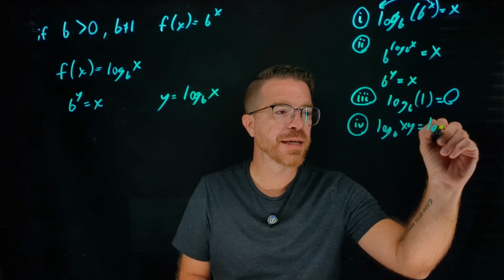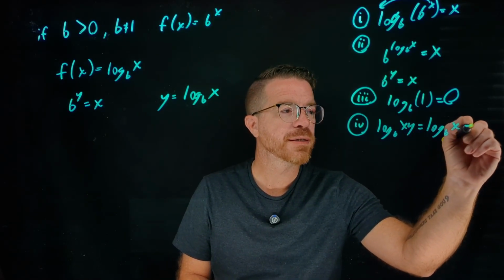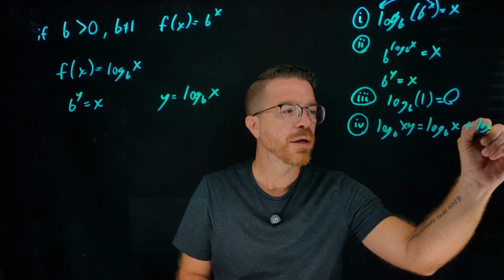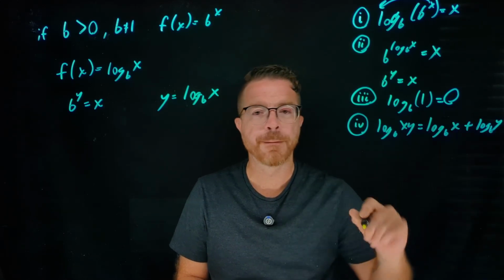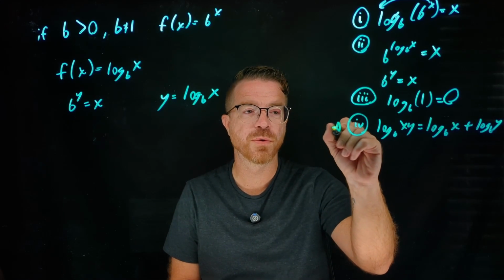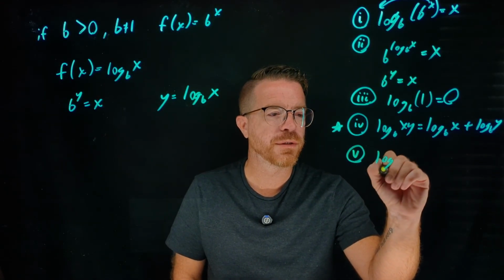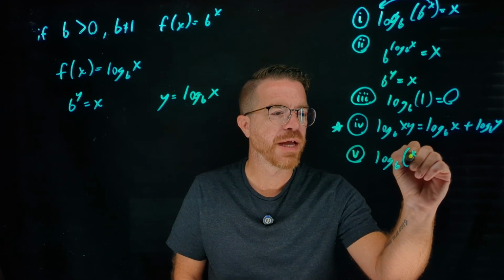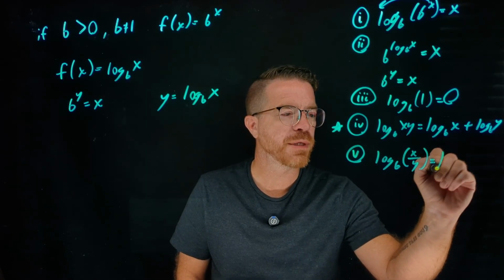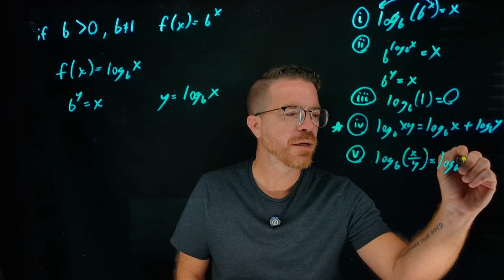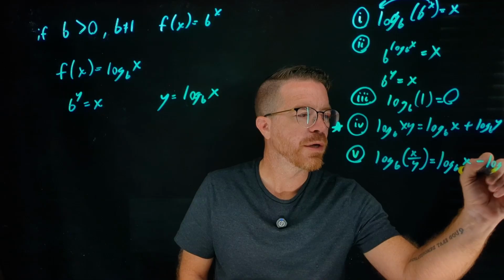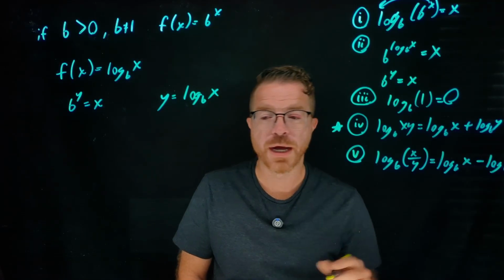The fourth law is going to be that if we have log base b of x times y, this is the same thing as taking the log of x plus the log of y. And this is actually one that we're going to use quite a bit in this course. Similarly, if I have log base b of x over y, this would be equal to the log base b of x minus the log base b of y.